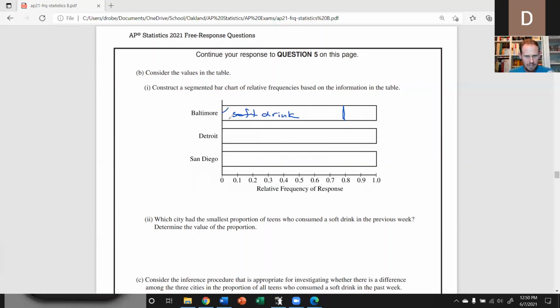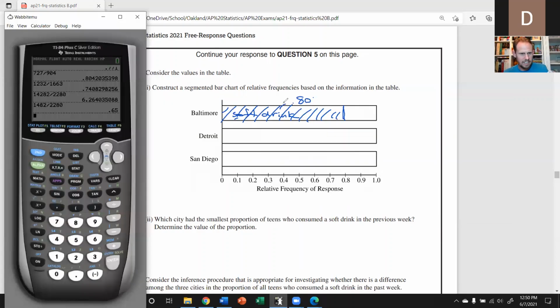All right, I'm just gonna color it in or something. I don't know. And this was 0.80, was it 4? What did we get? I don't remember. 804, okay. Probably 0.80 is plenty. And then for Detroit, it was 0.74. And then San Diego was 0.65. So 65 would be right there, 74 would be maybe up there.